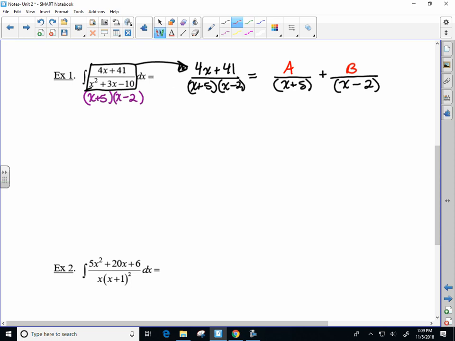The degree of your numerator should always be 1 less than the degree of your denominator. Basically, if you were to take the derivative of your denominator, what type of function would you get? That's the model that you should be following to give you your numerator. So if I took the derivative of x plus 5, I would get a constant. So put in a constant.